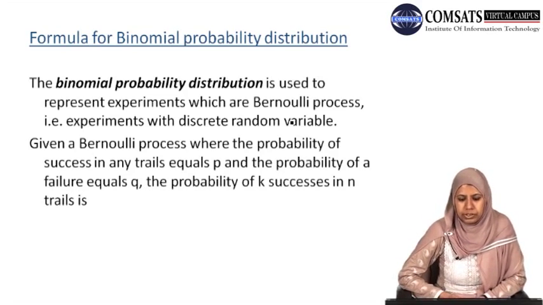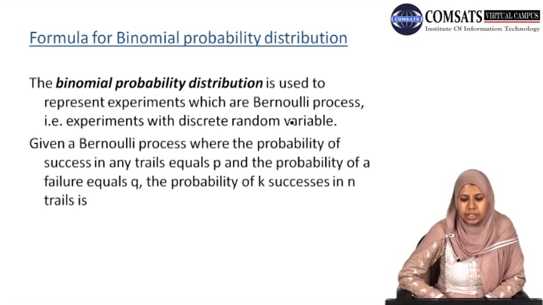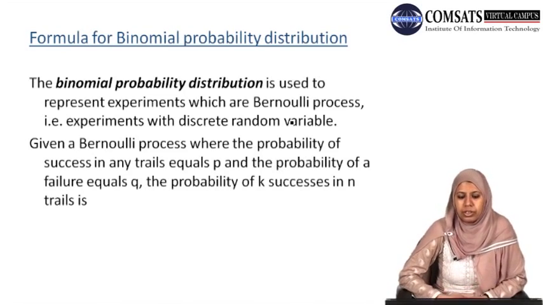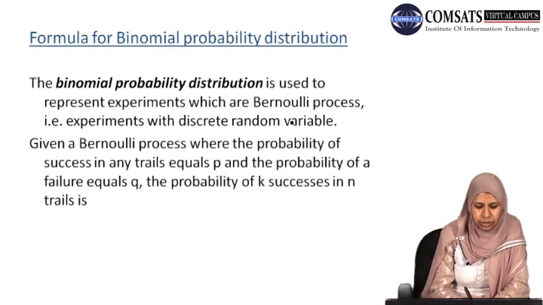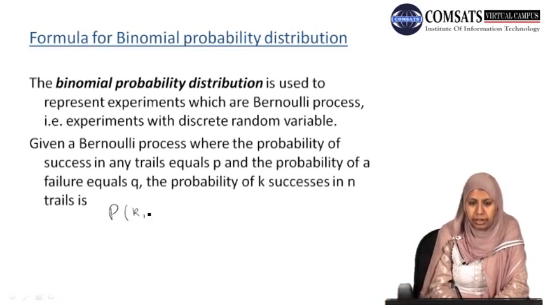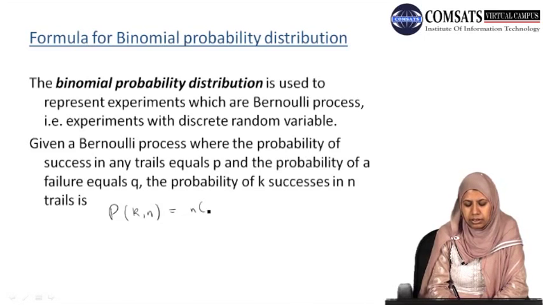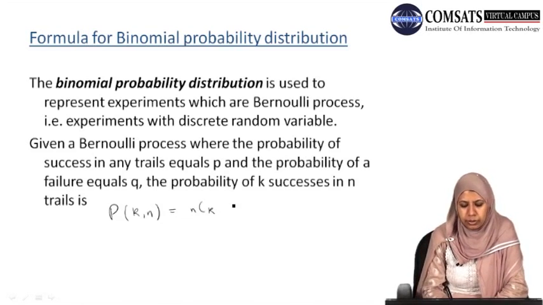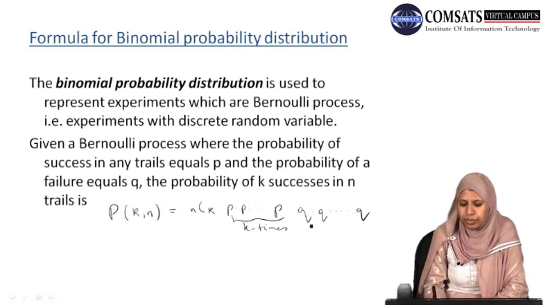So if we are given a Bernoulli process where the probability of success in any trial equals P and the probability of failure equals Q, the same notations which we have seen in the properties of Bernoulli process, then the probability of K successes in N trials is denoted as P(K, N), as N C K, that is the combination, the number of ways in which we can obtain it, into the product of the probabilities of success up to K times, and the product of the probabilities of failure up to N minus K times.